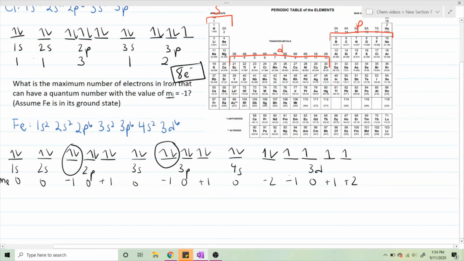So just because this box is labeled -1 doesn't mean that this is what we look at. So we have to take these as a collective whole and remember that any of these technically could be -1. And since it's asking for the maximum number, we want to assume that this one is actually an m sub l value of -1. So that's why we count for the 2. And then we just add them all up. So we have 2, 4, and 6. So our answer to this problem is there is a maximum of 6 electrons that could have a quantum number of m sub l equals -1.